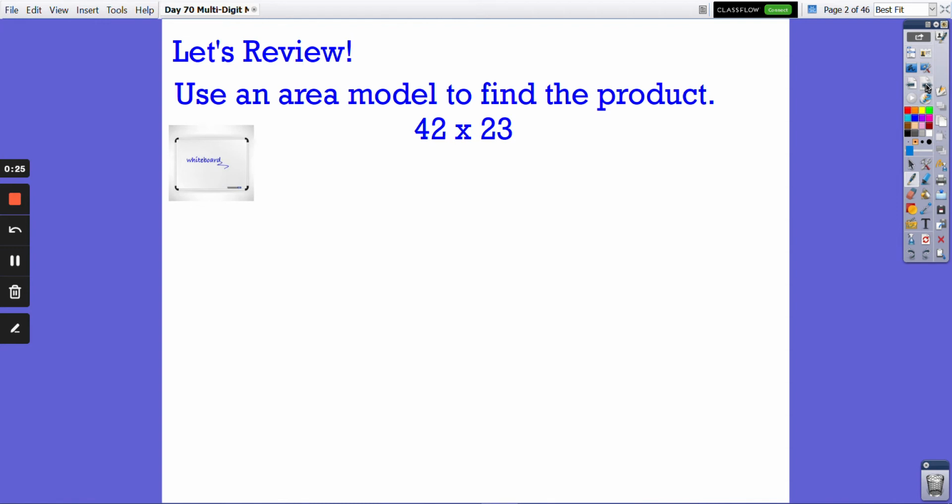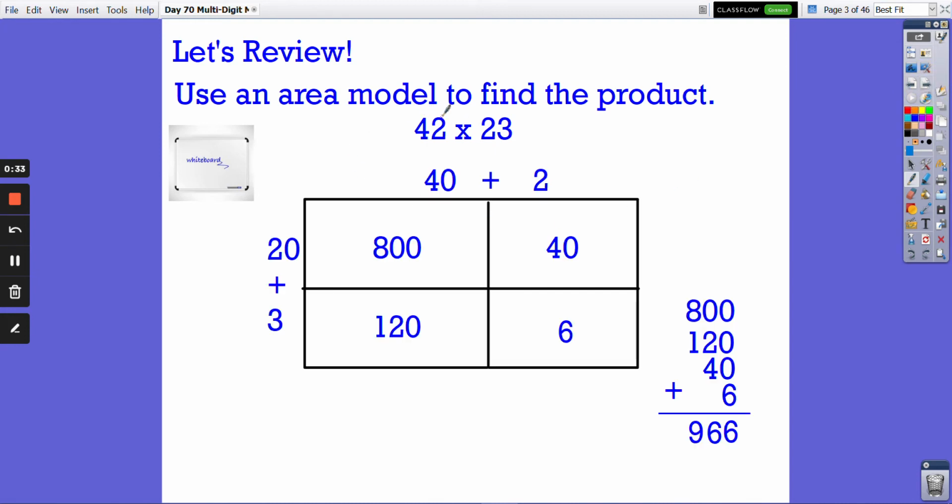Okay, so you should have drawn a rectangle. It would be a 4 by 4 rectangle and a 2 by 2 rectangle, so 4 squares. Here we have 42, which is broken up into 40 plus 2. Here we have 23, which is broken up into 20 plus 3. 3 times 2 gives us 6. 3 times 40 gives us 120. 20 times 2 gives us 40. 20 times 40 gives us 800. We add all of those pieces together, getting 966 as our final product.